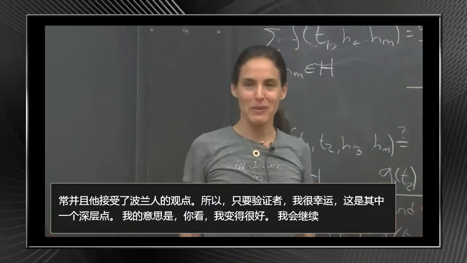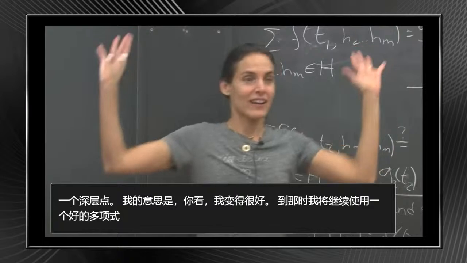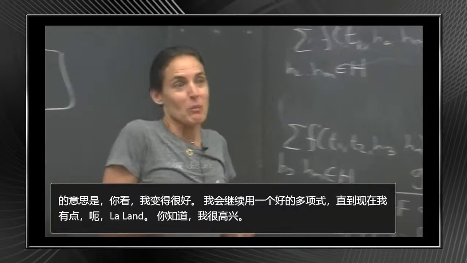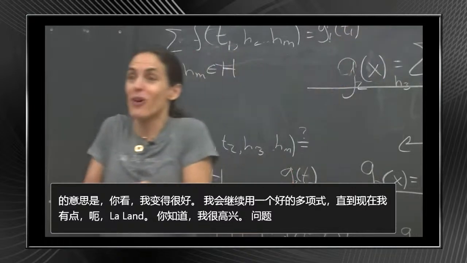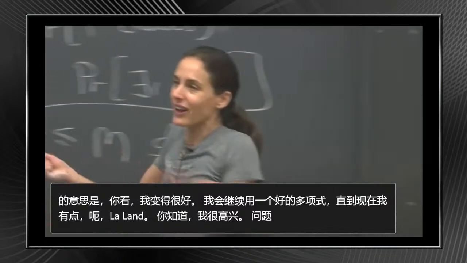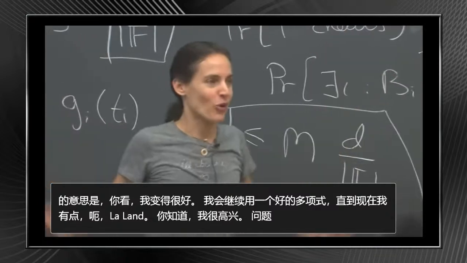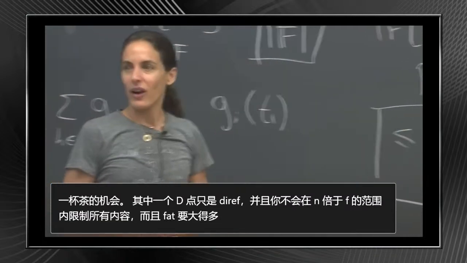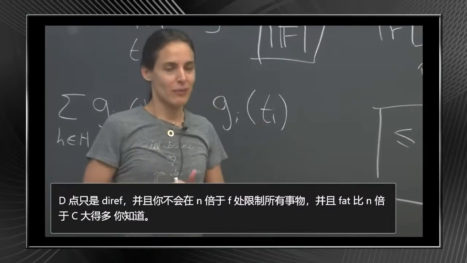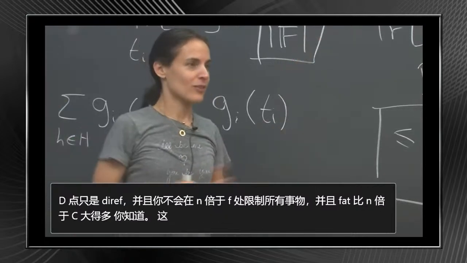Now I'm in la la land, I'm happy. But the problem is, each round, the chance that you'll give me a t that's one of the d points is only d over F. And with a union bound over everything, it's m times d over F. And if F is much, much bigger than m times d, then the chance that the prover will be in this la la land is very small.